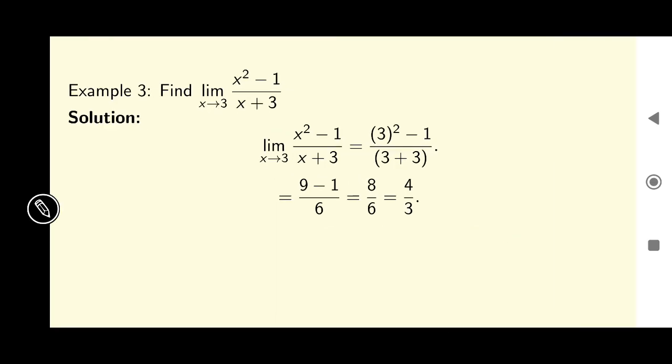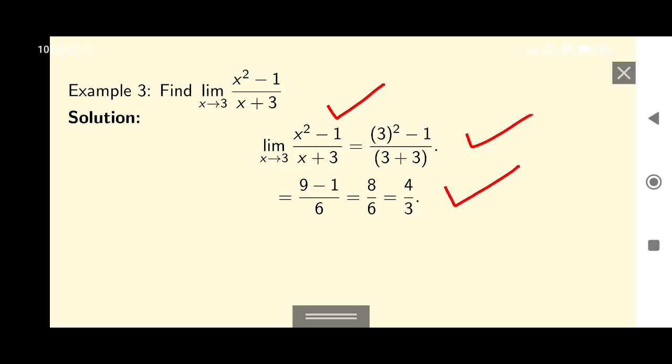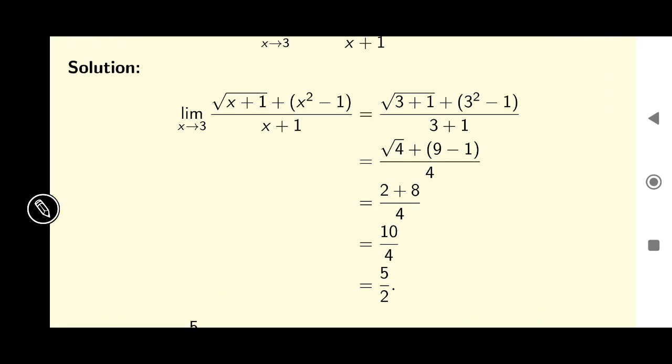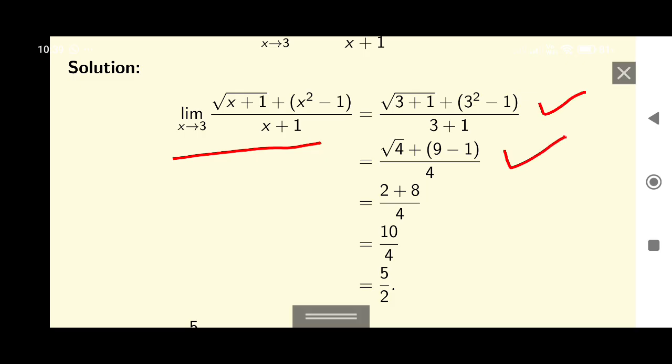Now let us see this example, limit x tends to 3, x square minus 1 by x plus 3, again by putting x is equal to 3, and simplification, we simply get the value 4 by 3. This seems to be difficult, but it's easy. Again, put x is equal to 3 over here directly and do this calculation, simplification, and we get the value 5 by 2.